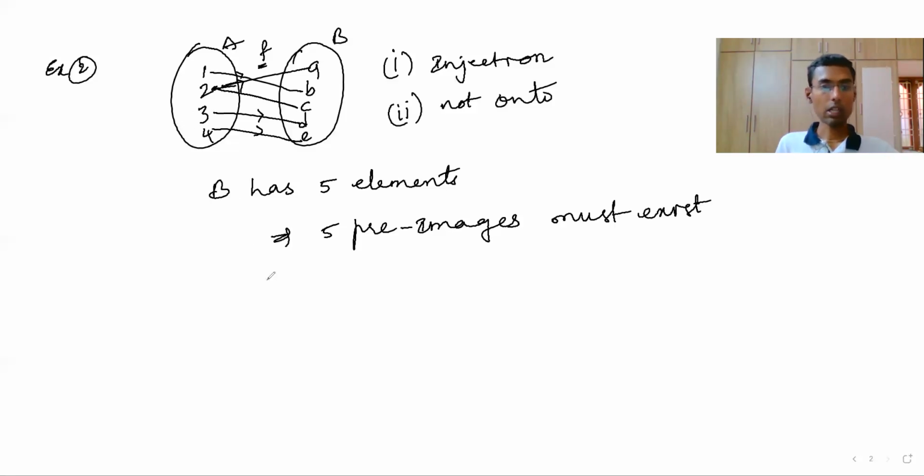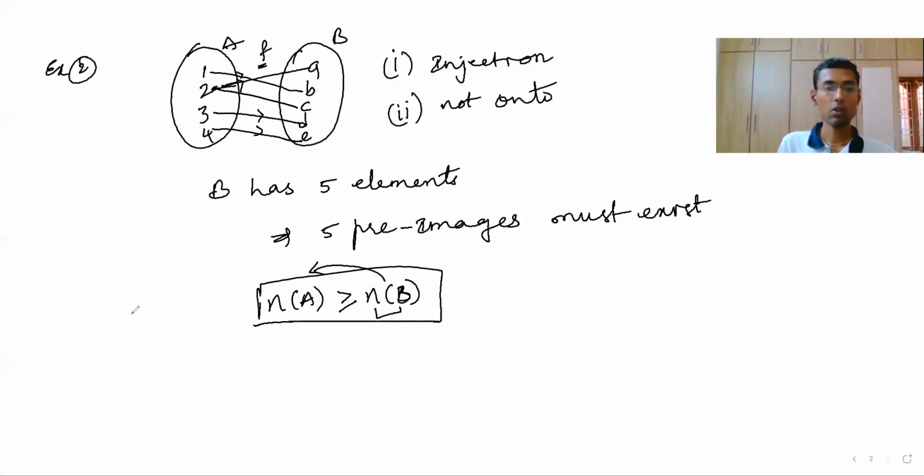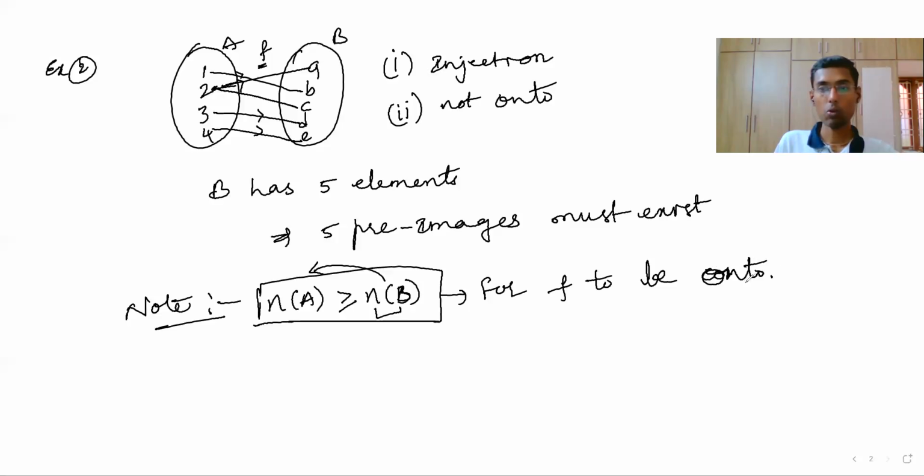So therefore, the conclusion is n of A must be greater than or equal to n of B. Yes or no? The number of elements in B, whatever elements are there, they should have a preimage, which means A should have the same number of elements or more elements. So this is the condition. Note: n of A is greater than or equal to n of B for F to be onto.